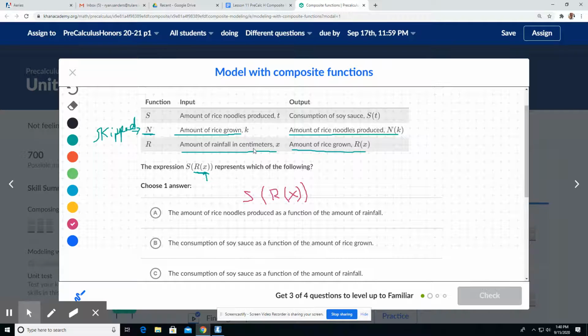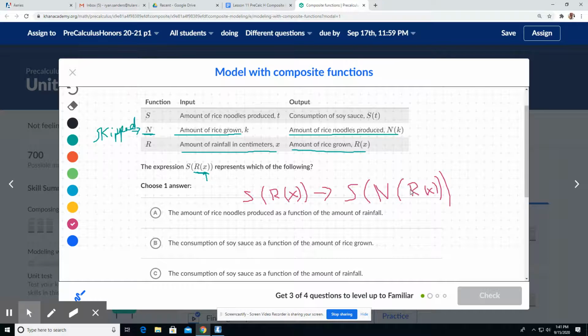The amount of rainfall and the amount of rice grown does not link to the S function. So we would have to travel through n first to get here. For this to be proper, it would be S, and we have to go through n first, and then it's the R, and then the initial would be X. So this is what it should look like, where we have our input of X as the amount of rainfall, check.